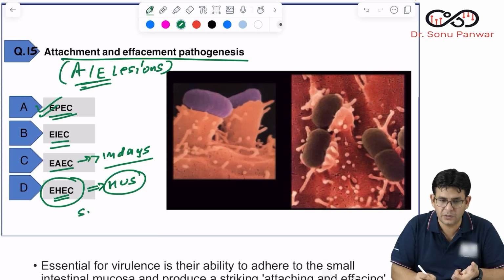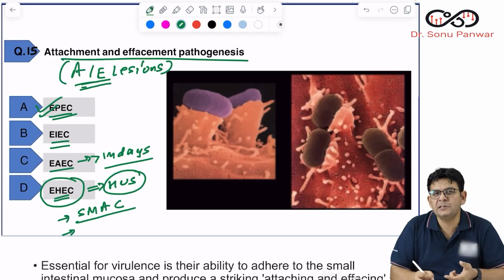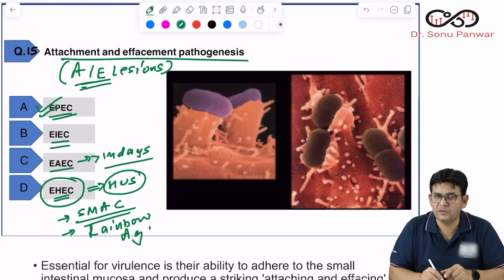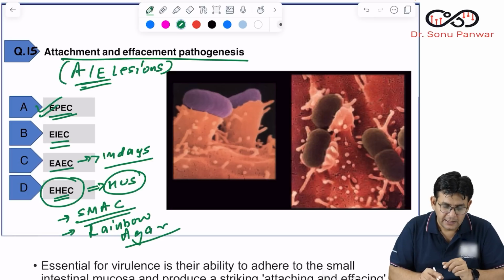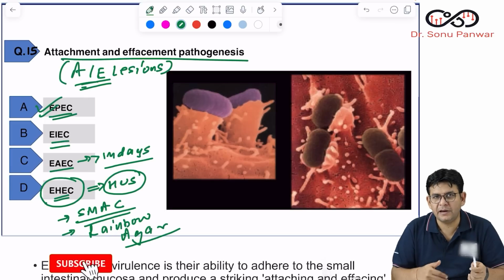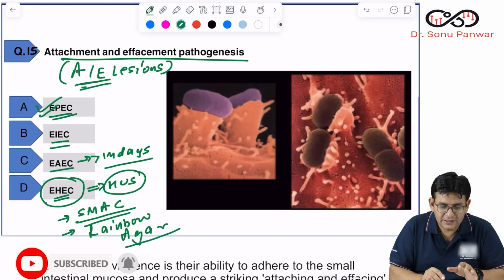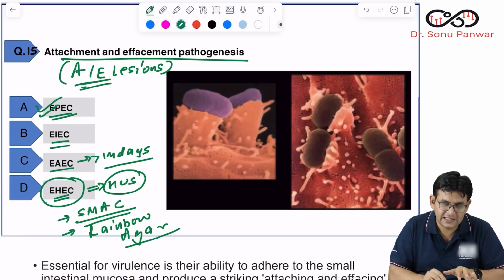and another one is what? The other particular media is the rainbow agar. Okay, so why do we use SMAC? Because sorbitol non-fermenting is EHEC. Sorbitol non-fermenting is EHEC. So that's why remember A/E lesions are seen in EPEC.